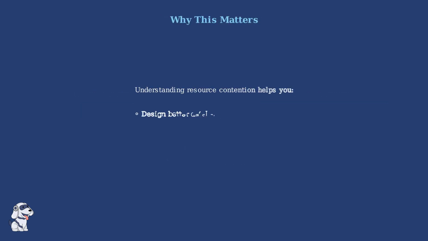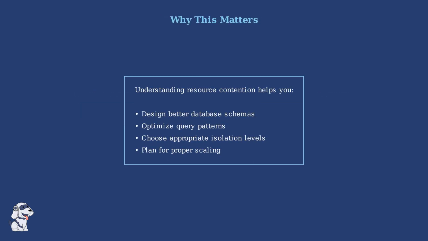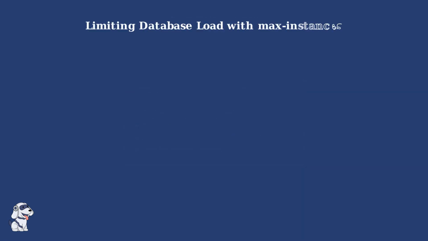Understanding resource contention is crucial for database optimization. It helps you design better schemas, optimize query patterns, choose appropriate isolation levels, and plan for proper scaling as your application grows. Cloud Run's max instances parameter is a powerful tool for controlling database load.